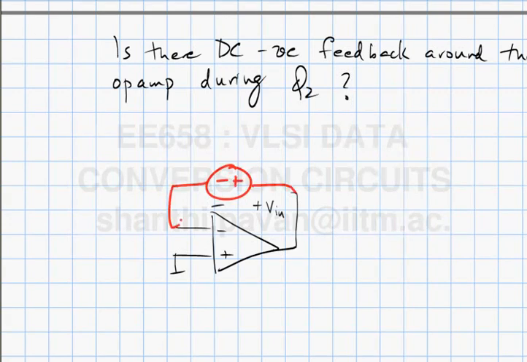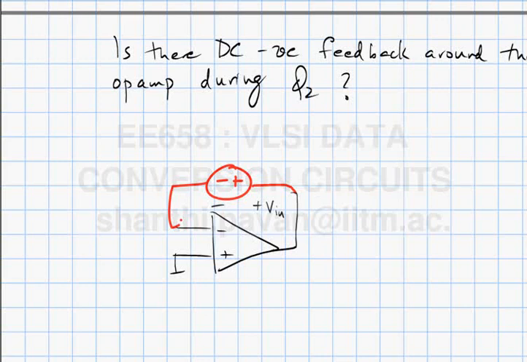How many of you agree that there is DC negative feedback around the op-amp now? There's no disagreement at all, right? All I've done is replace the battery with a capacitor charged to the same voltage. Based on the understanding that I'm not going to be drawing any charge from the capacitor anyway, the two of them are exactly identical, so there should be no issue.